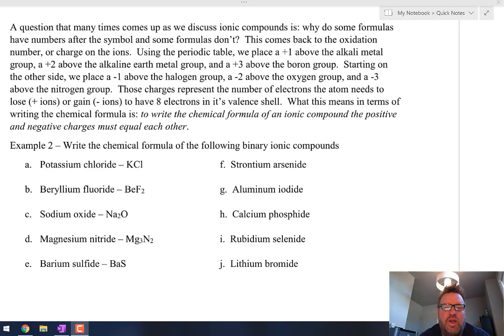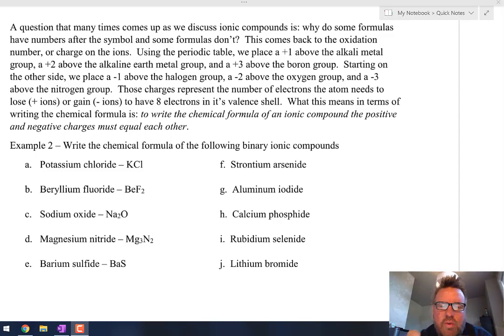In this video, we're going to go backwards from what we just learned in our previous video. In our previous video, you were given the chemical formula of a binary ionic compound, and you were asked to write the name for it. In this one, we're going backwards, where you're going to be given the name of that binary ionic compound, and you're going to be asked to write the chemical formula.